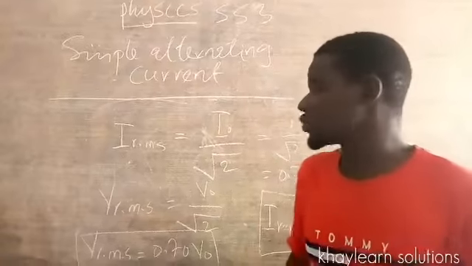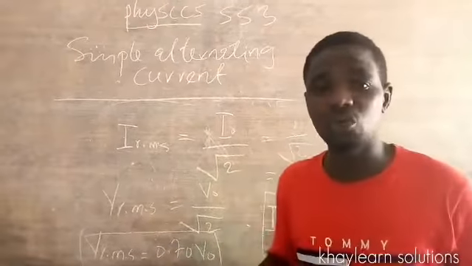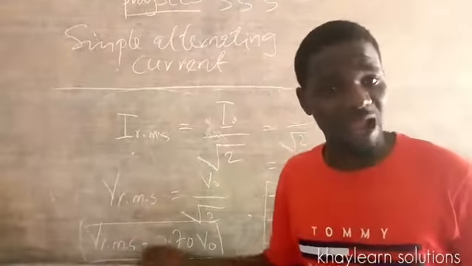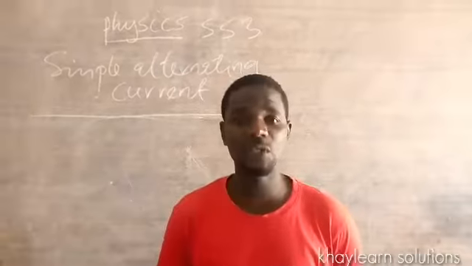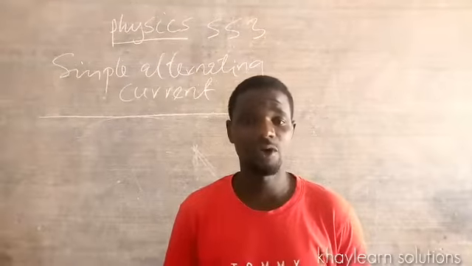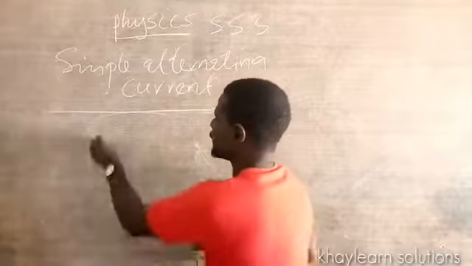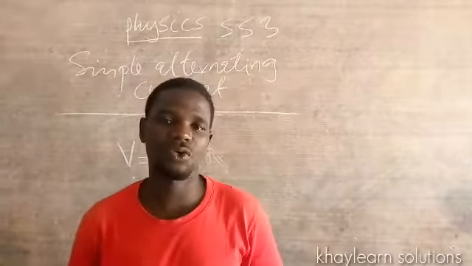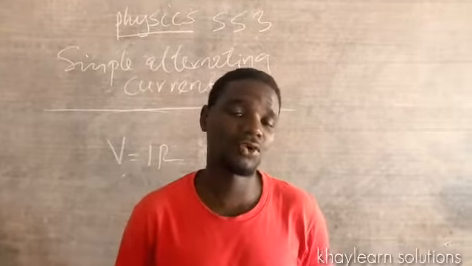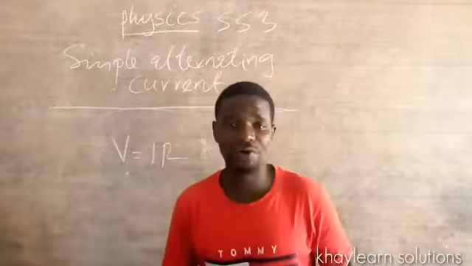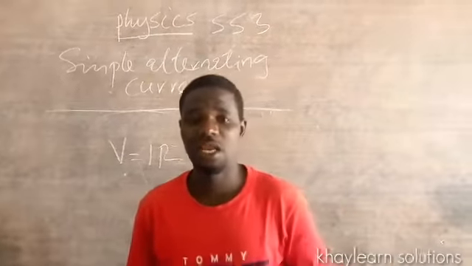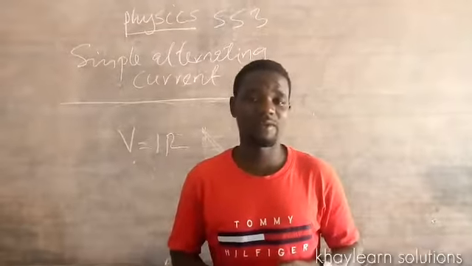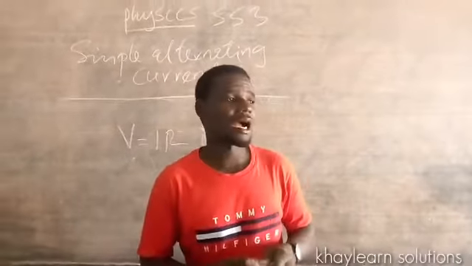Let's see how we can look into Ohm's law related to simple alternating current before moving down to the capacitive reactance and inductive reactance. Remember, Ohm's law is nothing but V equals I R, where V is the potential difference from one point to another in a circuit, I is the current passing through the conductor or the circuit, and R is the resistance connected to the circuit. So that one is called Ohm's law.